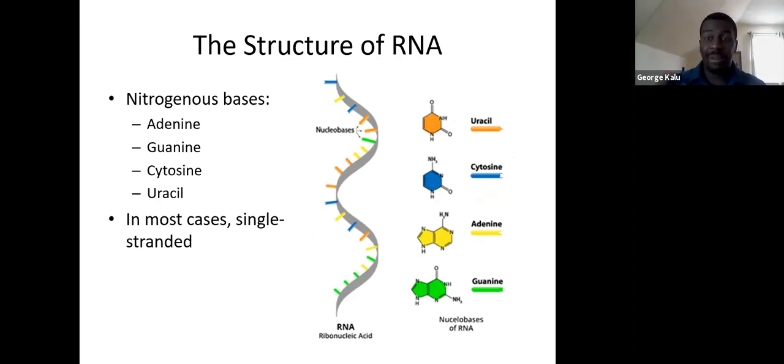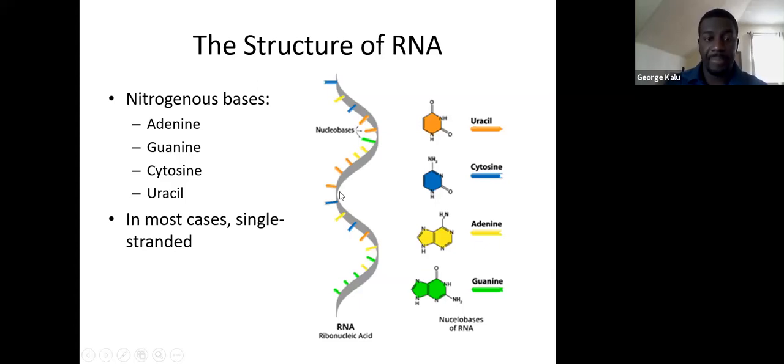So in DNA, we had an A, a G, a T, and a C, right? A, T, G, and C. But in RNA, we do not have any thymines. We don't have any T's. In RNA, that T gets replaced with a U, or a uracil. So RNA has A, G, C, and a U, while DNA has A, T, G, and C. So there's a slightly different set of nitrogenous bases here. Again, the only difference is we do not have any T's and we replace them with U's in RNA.